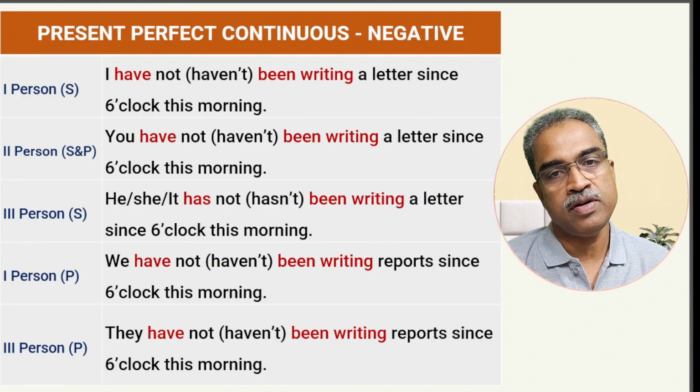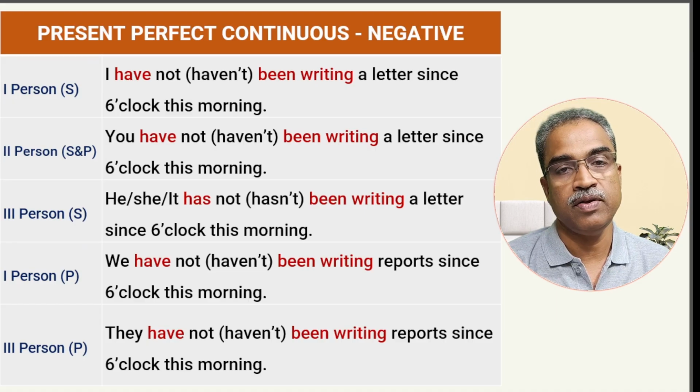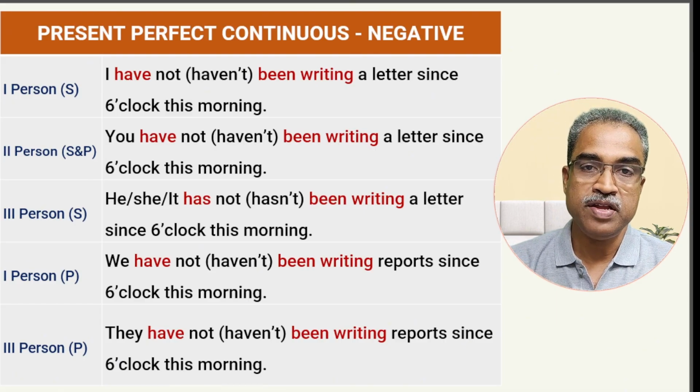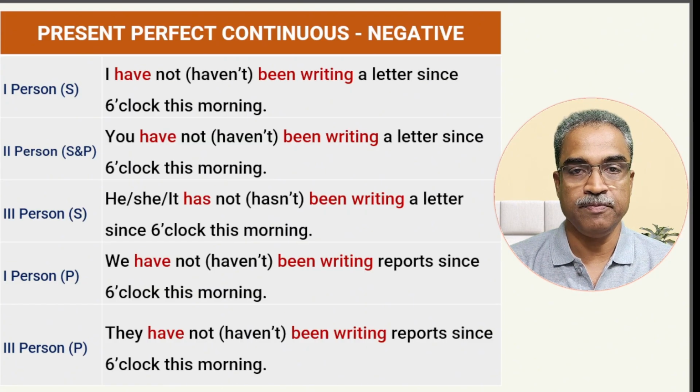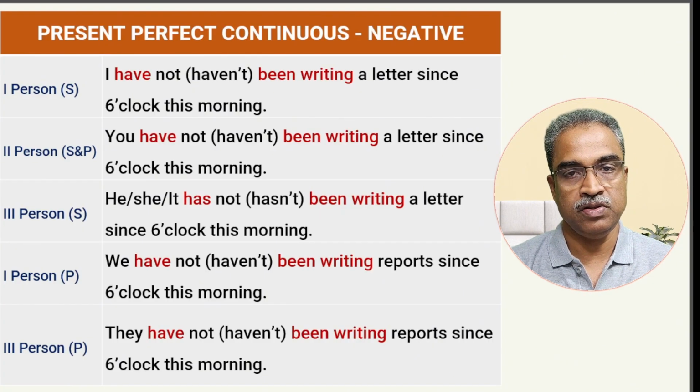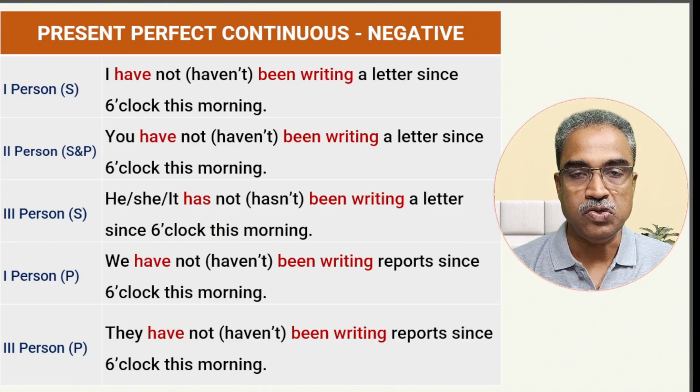And the next one that we use is first person plural, which is we. So we have not been writing a letter, or else we haven't been writing a letter. Simple enough. And finally, they. They have not been writing a letter since 6 o'clock this morning. So they haven't been writing a letter. You understood. Now you know the structure, the format, what comes where. We are clear about this one. And if you have to watch this video again, please watch again. Try to understand how the present perfect continuous tense is used.